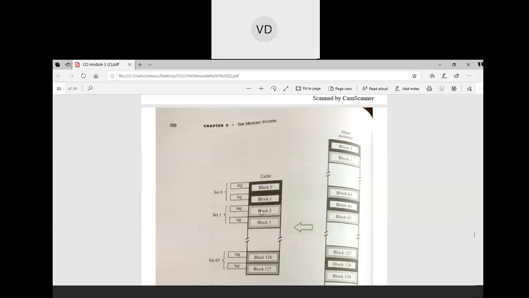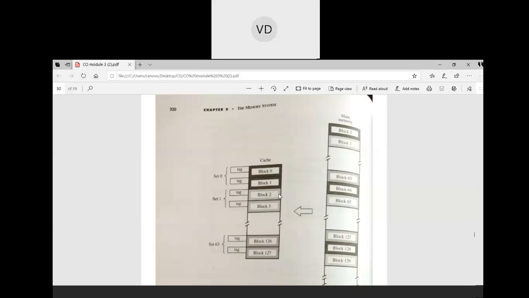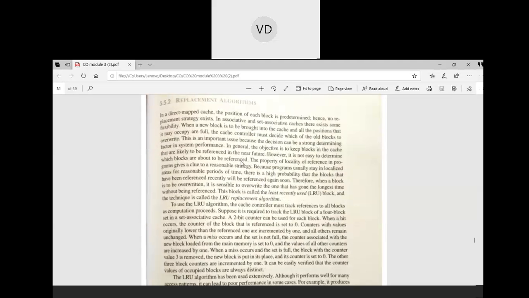So when the cache is full, you have to replace some block, send it back to the main memory, and then store the new block. Which block is to be selected for replacement? That is done using these replacement algorithms. Generally many replacement algorithms are used, like first in first out. First in first out means the block which has come first into the memory will go out first.